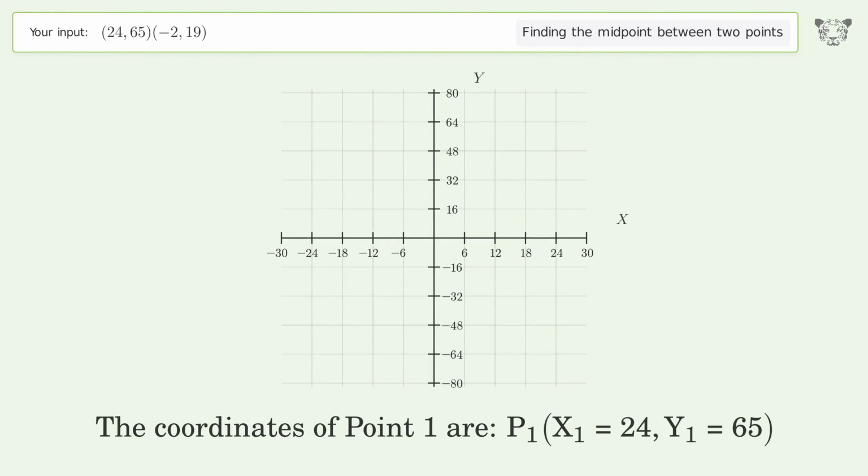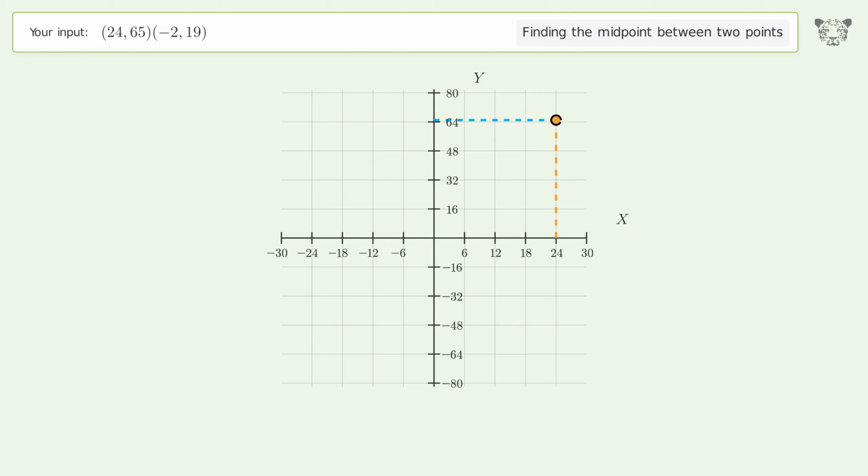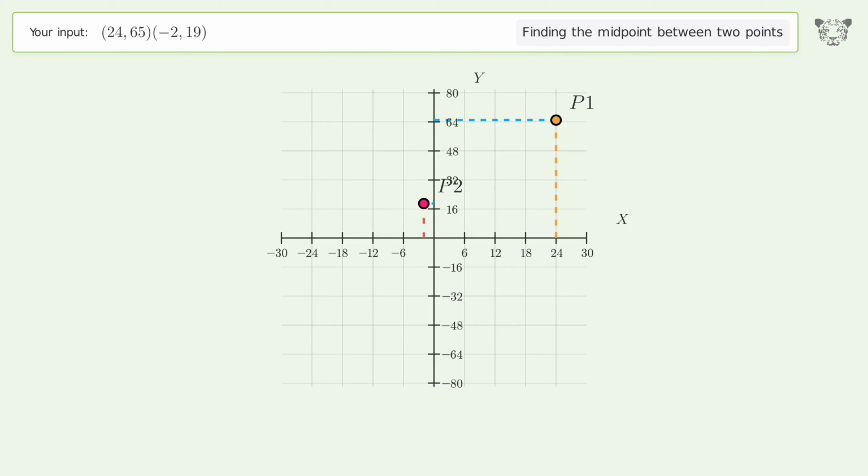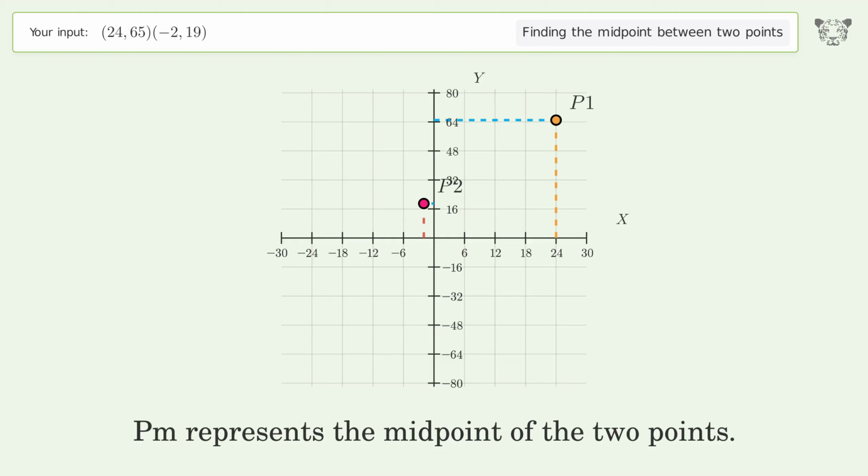The coordinates of point 1 are, x1 equals 24, y1 equals 65. The coordinates of point 2 are, x2 equals -2, y2 equals 19. PM represents the midpoint of the 2 points.